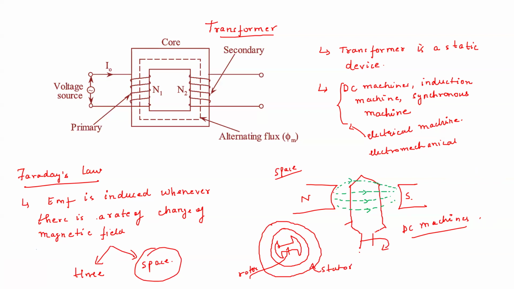In this way we rotate the rotor part so that we can create this rate of change of magnetic field. In some cases the coil is made to rotate. In some cases the permanent magnet or this arrangement is made to rotate. We will see in our upcoming discussions, but for now just try to understand that there is a rate of change of magnetic field in space.